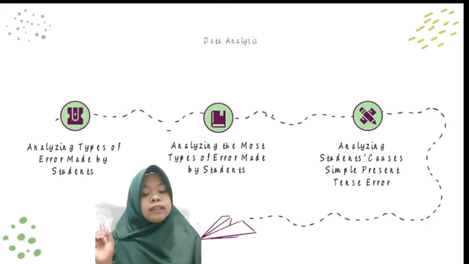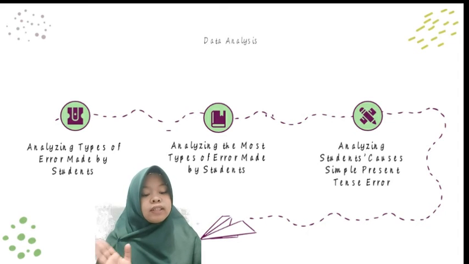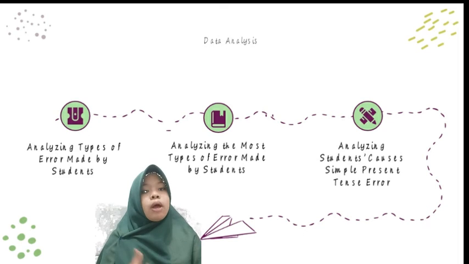And the second step is description of the error. Once identified, the next step is to distinguish the simple present tense error made by students. I will categorize simple present tense error into 4 categories using the surface taxonomy proposed by Dulay, Burt, and Krashen. Therefore, the types of the error that will be categorized are: first, error of omission, error of addition, error of misformation, and the last error is misordering.